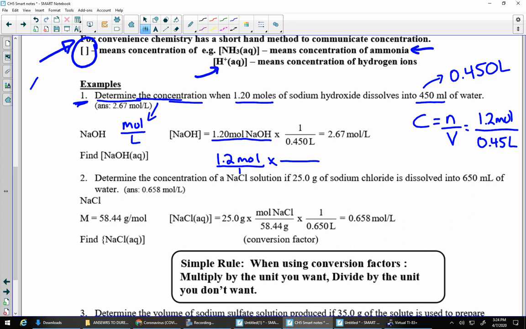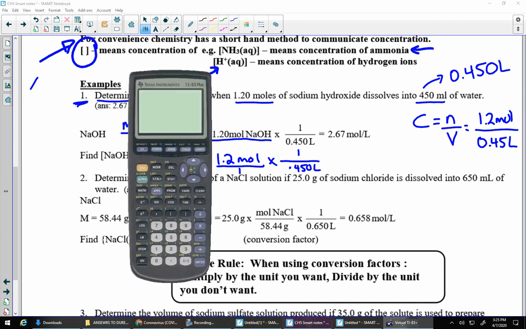So I currently have moles on the top. That's a good thing to start with. And I want to end up with liters in the bottom. So liters just has to go on the bottom here. And I know it's 1, just as a placeholder rather than as anything with an actual unit. 1 over 0.450 liters.